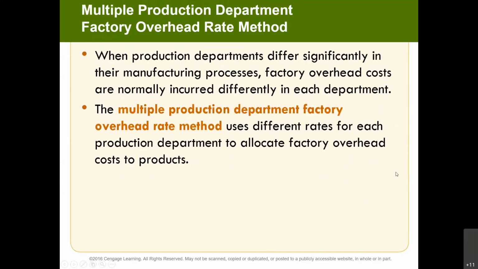So let's talk about the departments again. We talked about this in earlier chapters, so this is just kind of a recap of what we've already discussed in previous chapters. When production departments differ significantly in the manufacturing process, the factory overhead costs are normally incurred differently in each department, as you might expect, because in each department we're using different amounts of labor, different amounts of materials, and different amounts of factory overhead. The multiple production department method uses different rates for each department to allocate factory overhead to its cost.